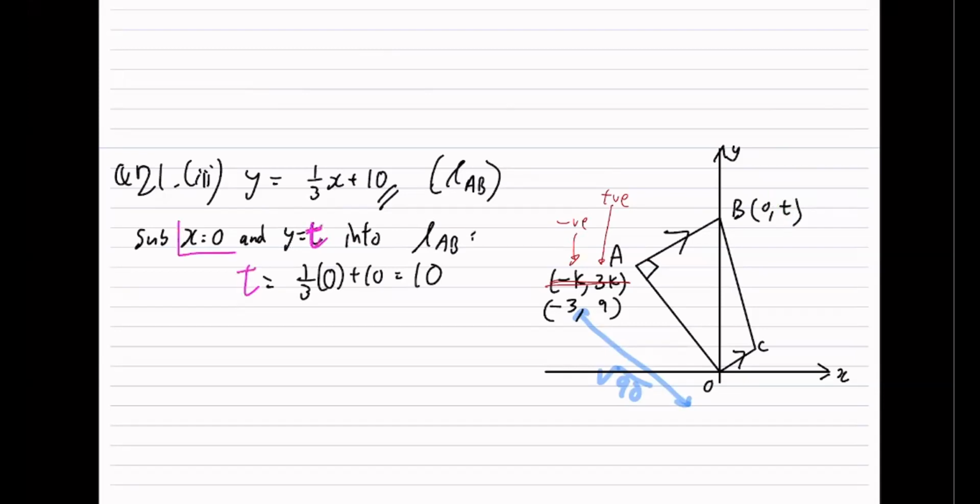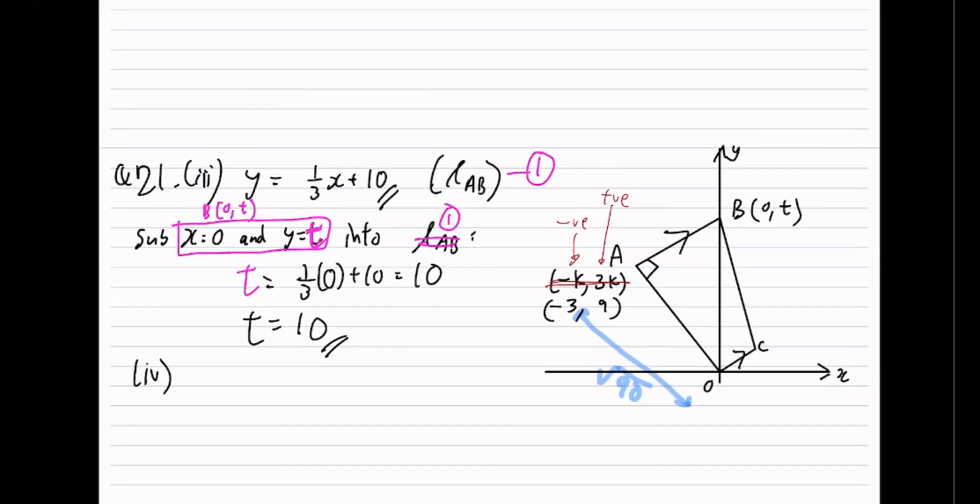Instead of saying sub x equals 0 and y equals t, you can just say sub the point B, 0 comma t, into line AB. Or if you don't want to call it line AB, you can call it equation 1, then say sub into 1. Same thing, either way works. So you just get t equals 10. Answer.